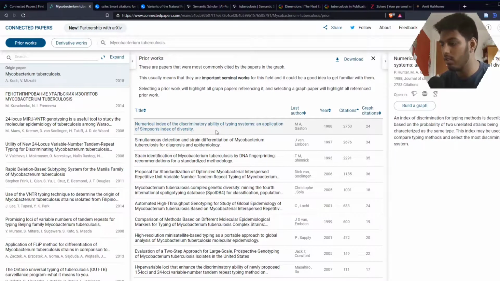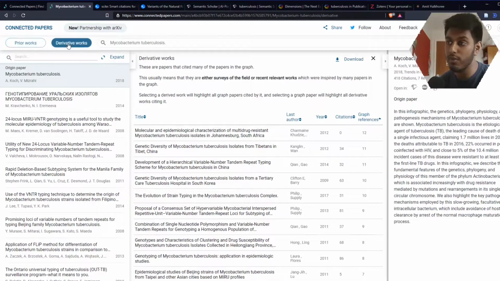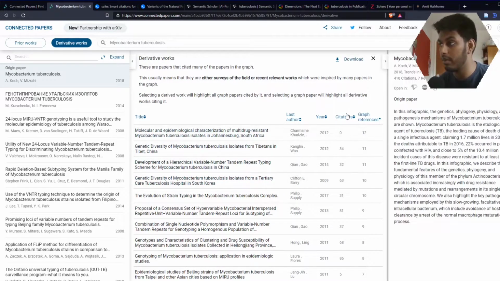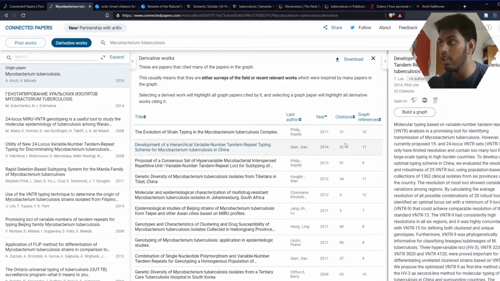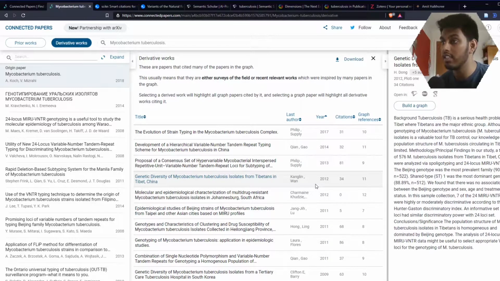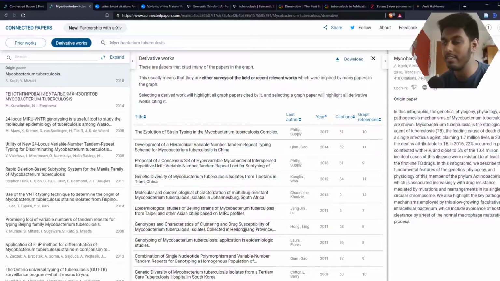But if we want to bring your essay and your literature into the modern day, we've got to look at derivative works. So derivative works are what the paper has generally been referenced in. So by that I mean these papers have come from the original paper. So again, if we look by number of citations or year, you can see there are some more recent papers on here. And this is really interesting to see what papers have been derived and how the research has followed through. So yeah, Connected Papers, very, very useful for literature discovery.